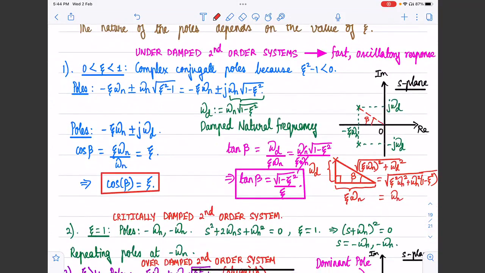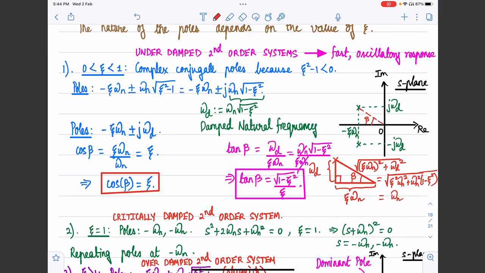When zeta is between 0 and 1, we have what are called underdamped second order systems. We have complex conjugate poles. The feature of this class of systems is that they are going to result in an oscillatory response, although the response will be fast. And by and large, designers would go for such systems.